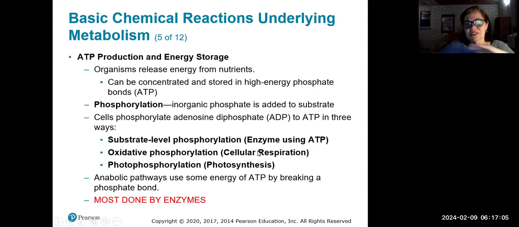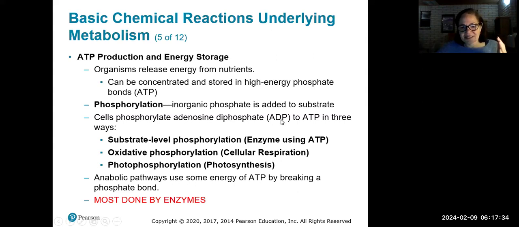And then finally, just for completeness, remember I said that some organisms can get their energy not from molecules, but from actual sunlight, from photons. It's kind of a similar process. Like we're using this energy from the sun to just put a phosphate group onto something. And so photosynthesis is an example of photophosphorylation.